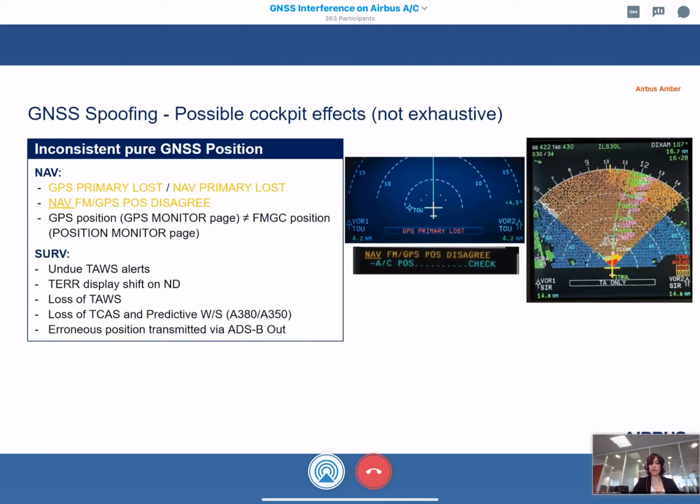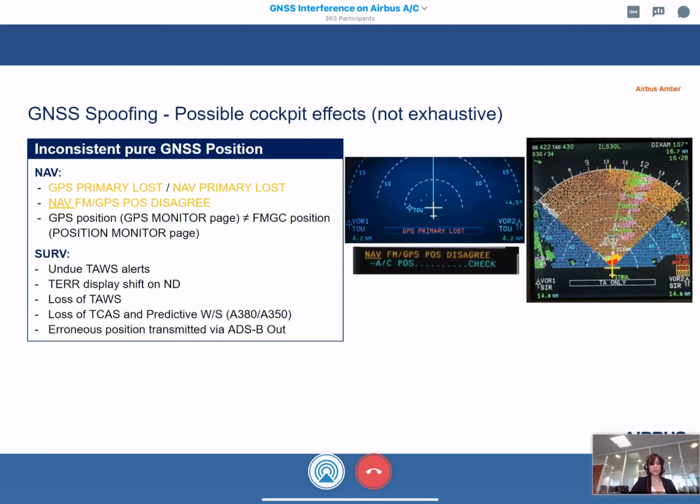In this ND figure on the right, for instance, we see that the aircraft is flying over an area over the sea in blue, when suddenly a spurious TAWS alert is raised, and an erroneous terrain threat appears on the ND. This can happen in case of erroneous pure GNSS lateral information, so latitude or longitude, showing the terrain of another lateral location instead, or in the vertical plane, showing the terrain as much closer to the actual terrain due to low GNSS altitude.